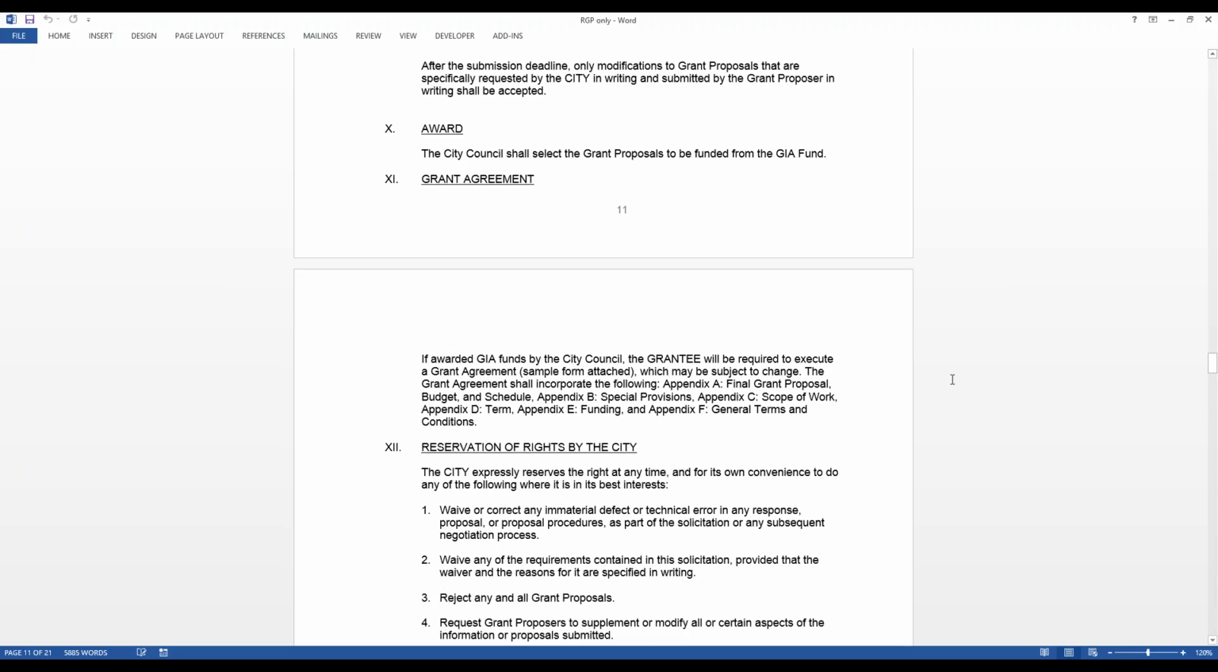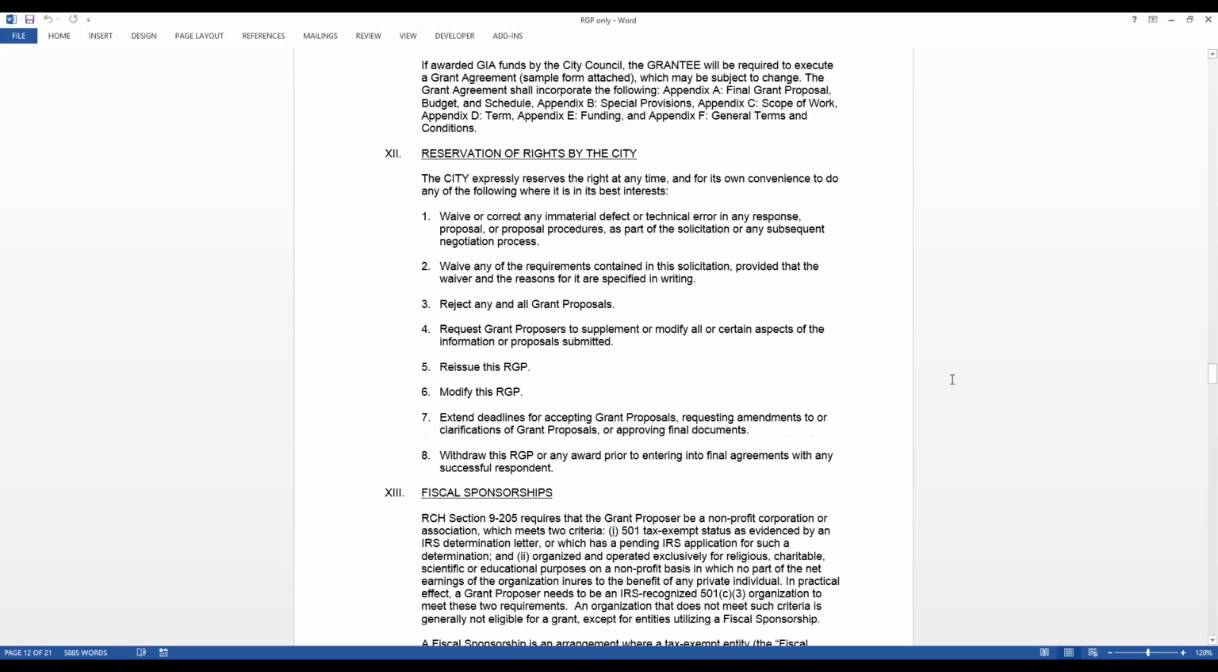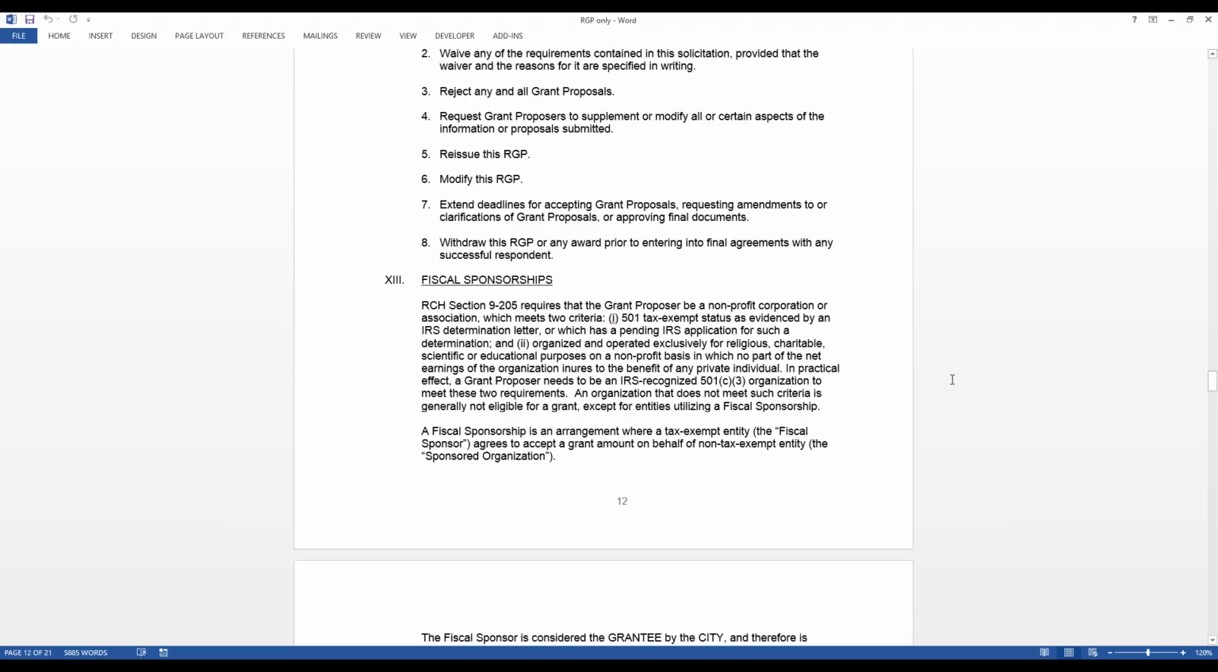Going to section 13, fiscal sponsorship. It's a pretty long section here. You have to read it if you're considering doing it, because you need to make sure you understand all the requirements and that you fill out and submit all the additional documentation that is necessary.